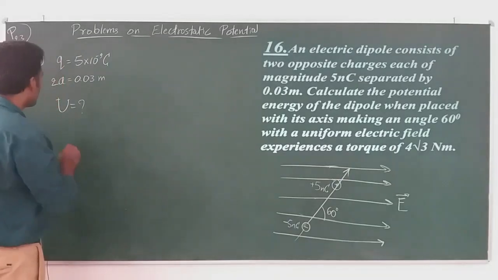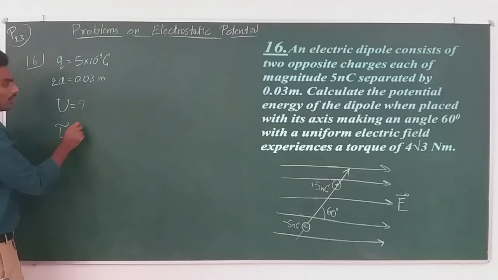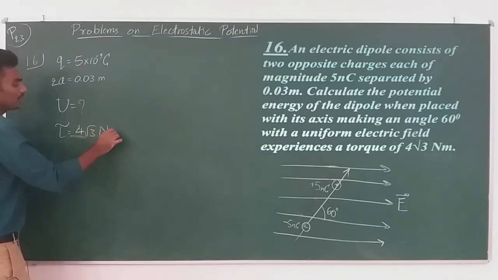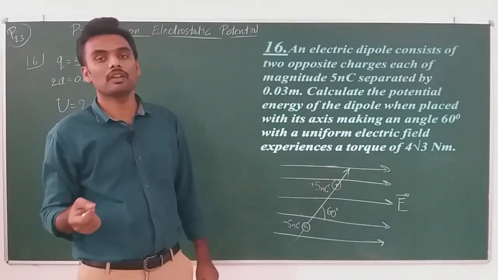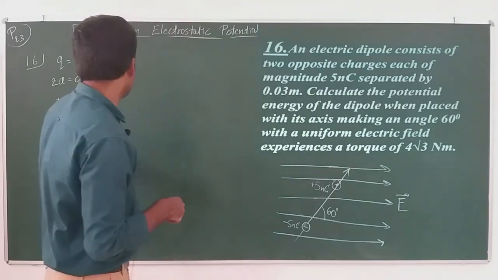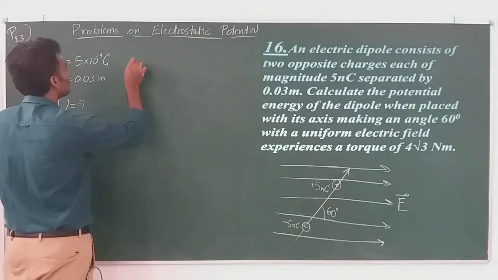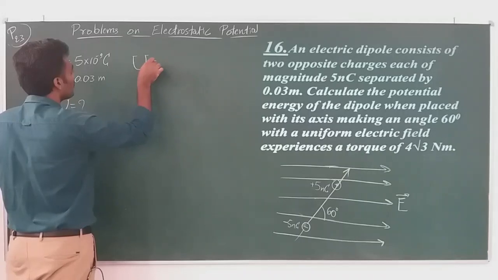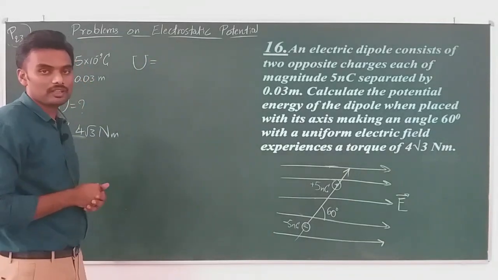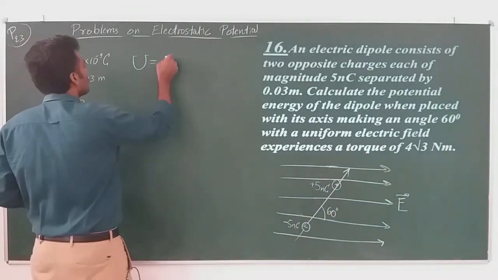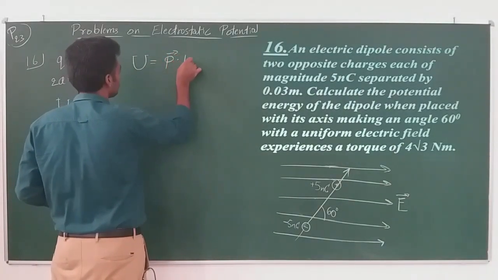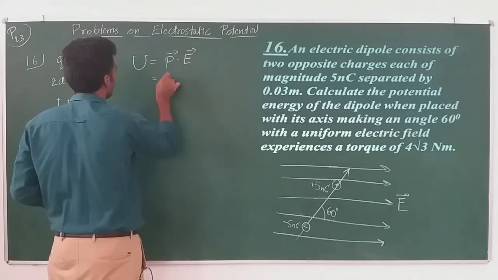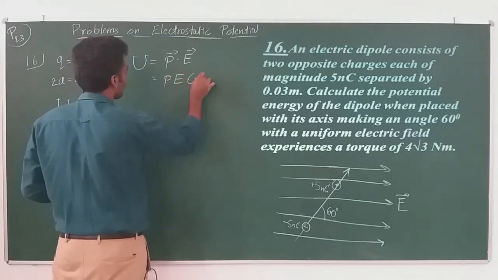So the torque experienced is also given, 4 root 3 nanometer. So we have the torque with us, and U has to be found. The formula for U, the potential energy of an electric dipole in a uniform electric field, as we have discussed, is P dot E, which is equal to PE cos theta.